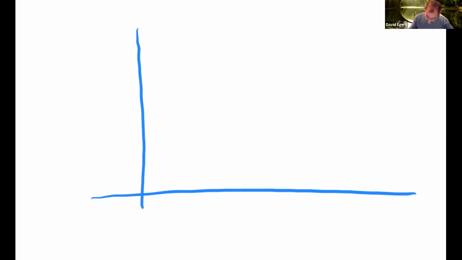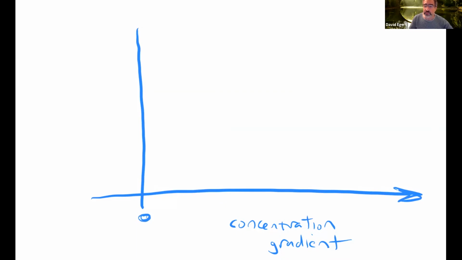So let me show this. If I have concentration gradient on my x-axis, and 0 means there's no difference between the two sides, and higher and higher means there's a larger and larger difference between the two sides. And then here I look at diffusion rate.